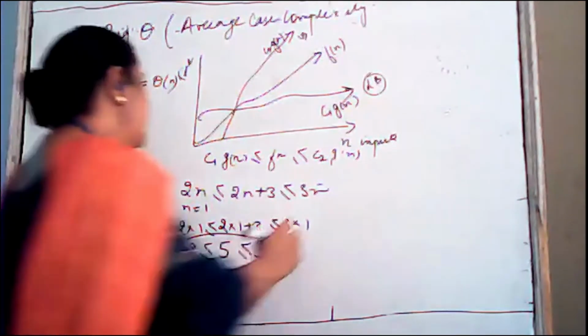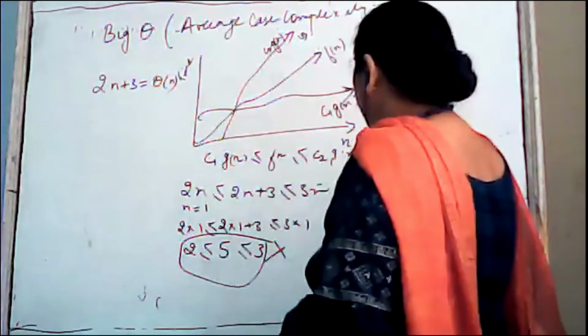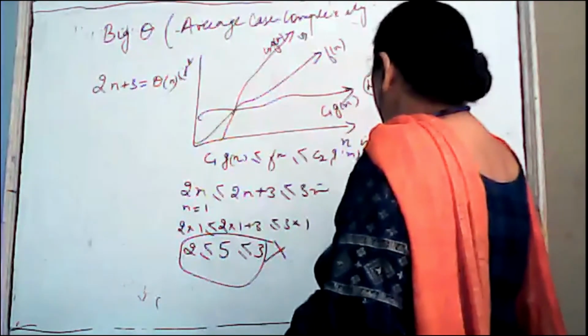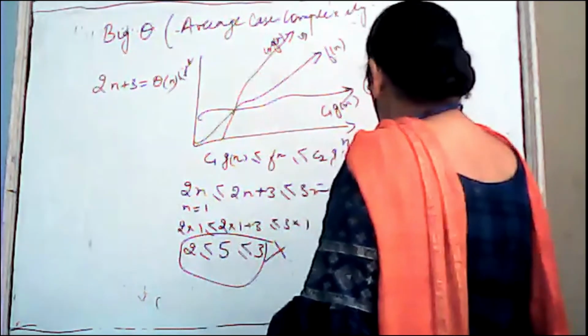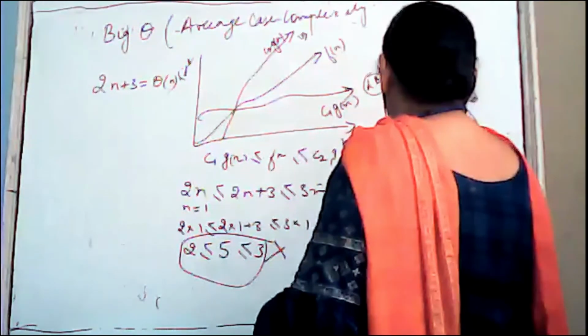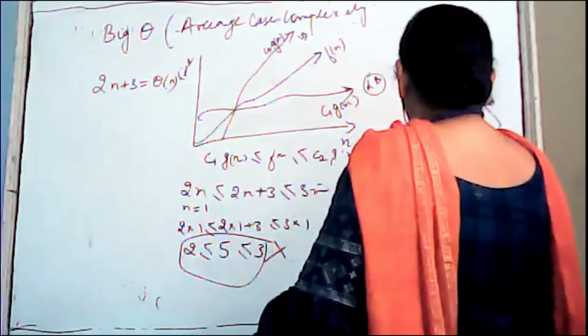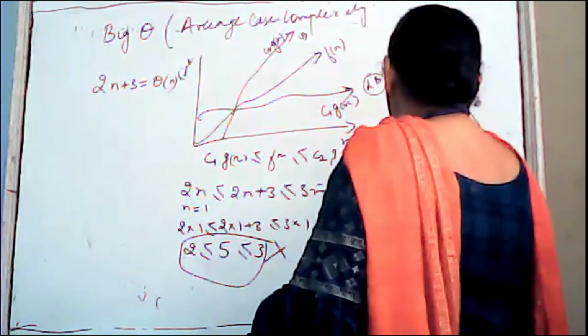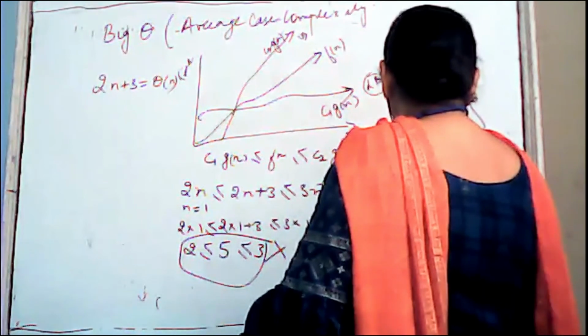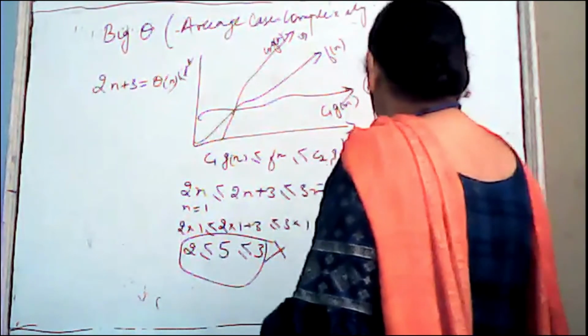Leave it. Now comes n equal to 2. 2 into 2 is 4, 2 into 2 plus 3 is 7, and 3 into 2 is 6. So 4 is less than 7 and it should be less than 6. The condition is false, so it is not satisfying.